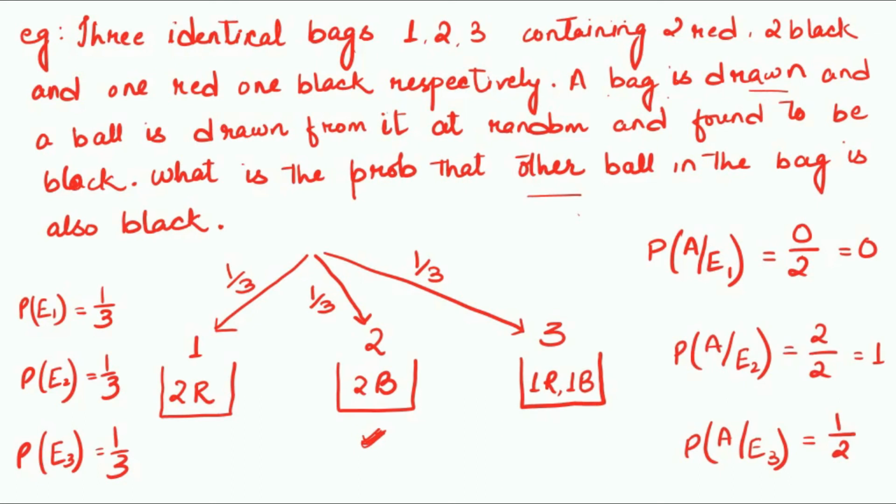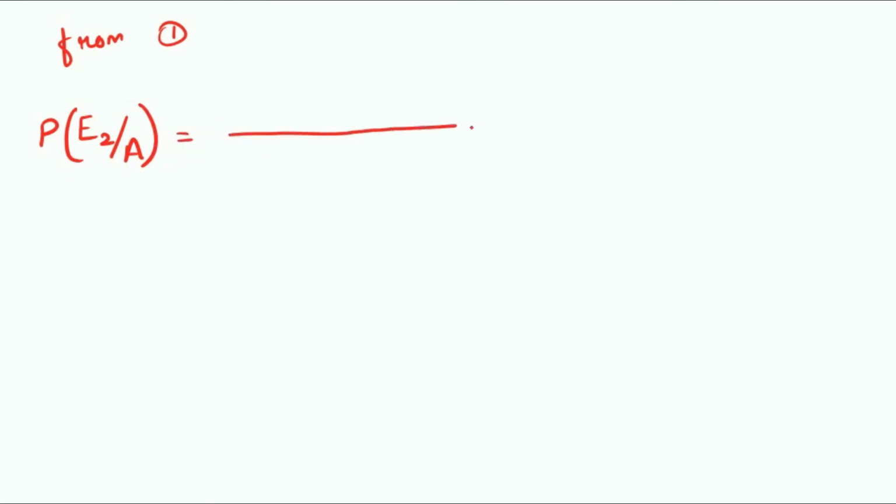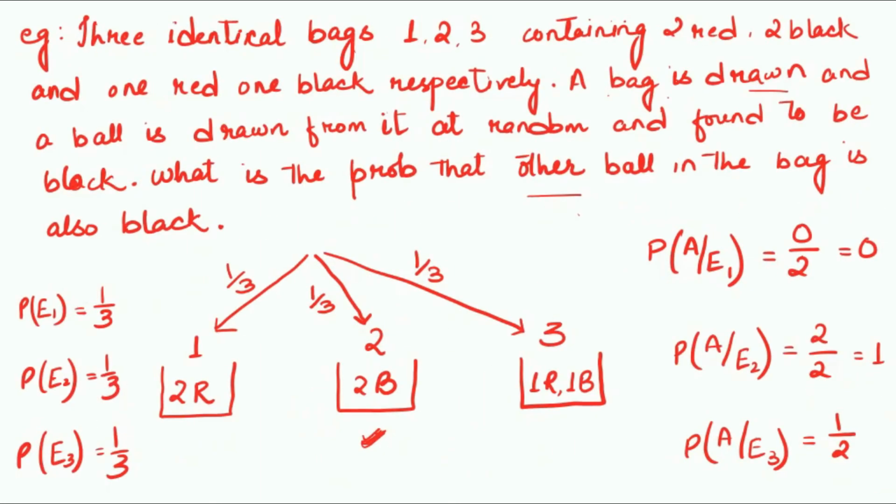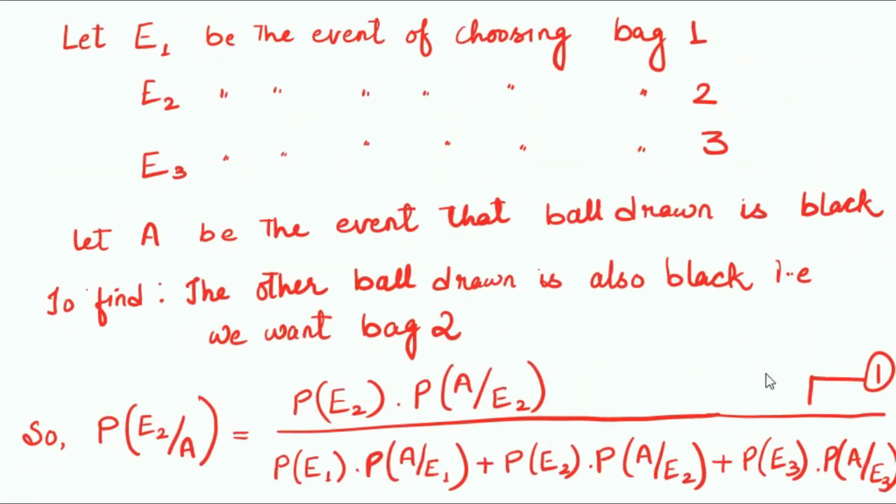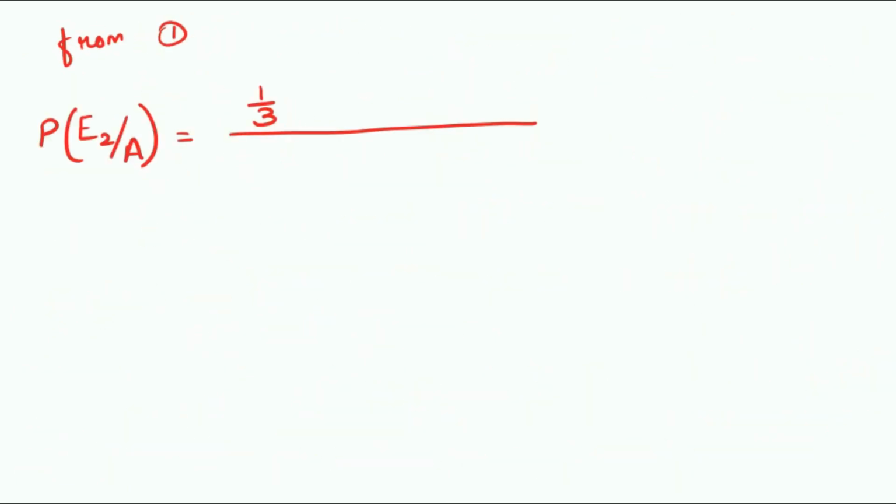So first you write down the formula, and then you find all these and put them in the formula. From 1, probability of bag 2 provided a black ball has come. So what is the probability of E2? E2 probability is 1 by 3. You can see here, if you're writing, it's clear. Probability of E2 is this, and probability of a black ball from E2 is 1, so into 1.